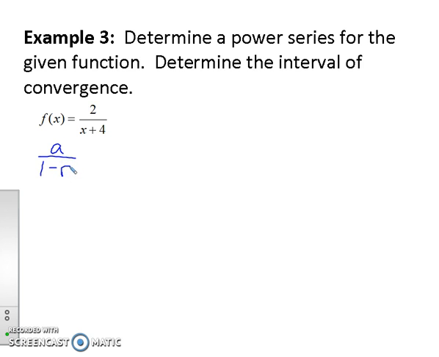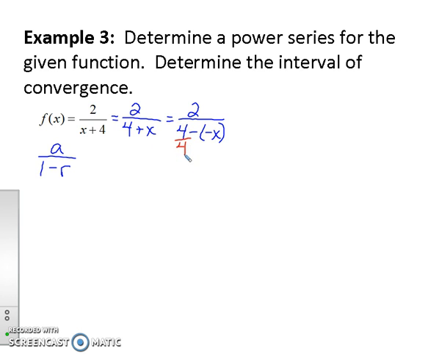So if you look at the function 2 over x plus 4, first thing is I don't see any subtraction there, and our x needs to be part of the r. So one thing I could do is I could rewrite this as 2 over 4 plus x, or 2 over 4 minus negative x. So that at least gets my subtraction there in the denominator. But then I have the issue of the 4. I need the 4 to be a 1.